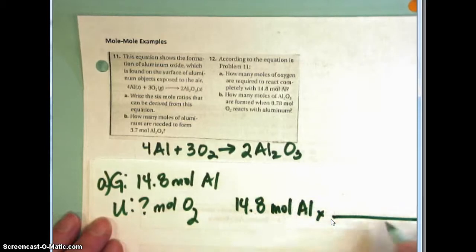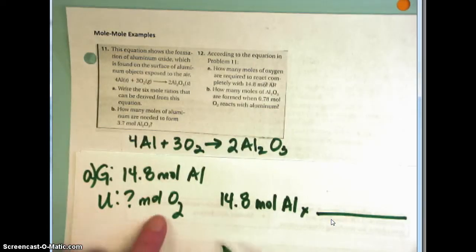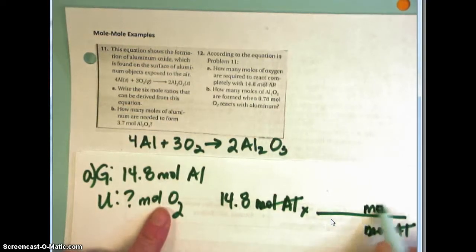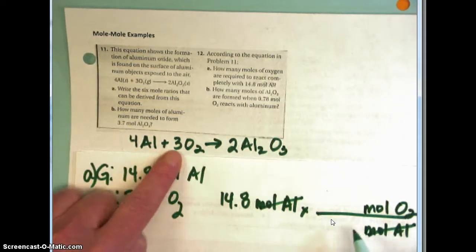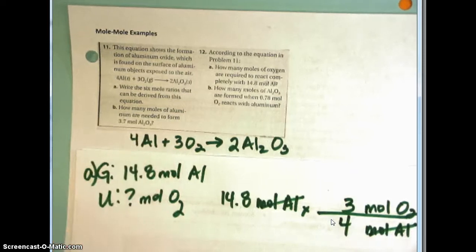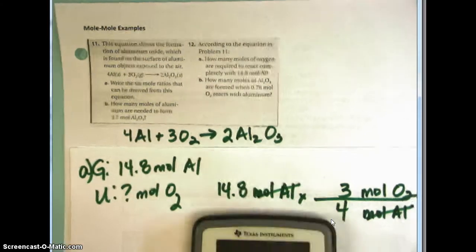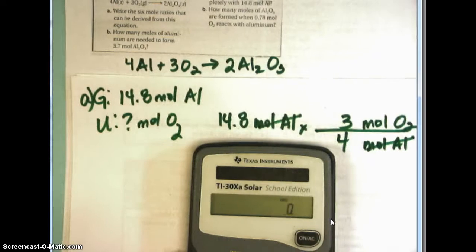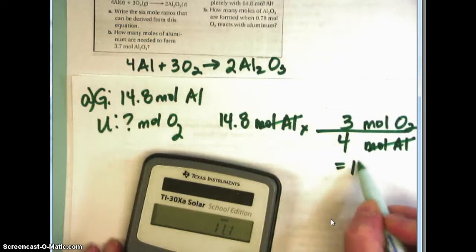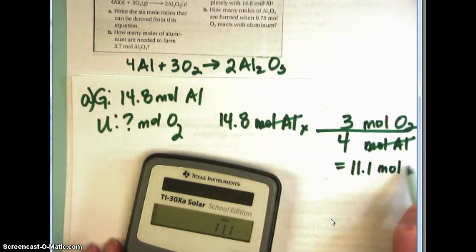times, we're going to do the mole-to-mole ratio step between the given and unknown. So mole of aluminum on the bottom so that we can cross those out, and mole of the unknown on the top, which is oxygen. And so the oxygen will get a 3, and the aluminum will get a 4. So in our calculators, we will put 14.8 times 3 equals, divided by 4 equals 2.